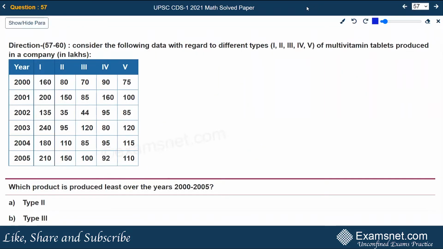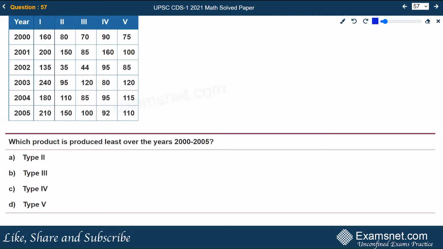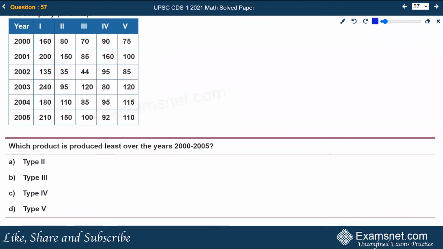In question number 57, we are given the data of different types of multivitamin tablets produced in a company. All these values are in lakhs: 160 lakhs, 80 lakhs, 35 lakhs, this way. We are given data over the years 2000 to 2005. Now the first question that arises here: which product is produced least over the years 2000 to 2005?